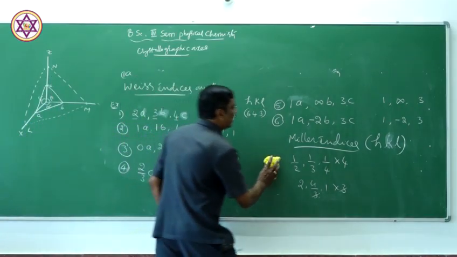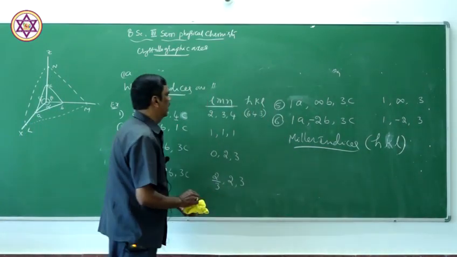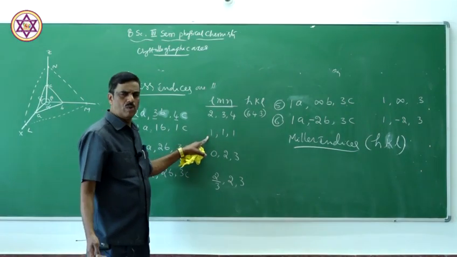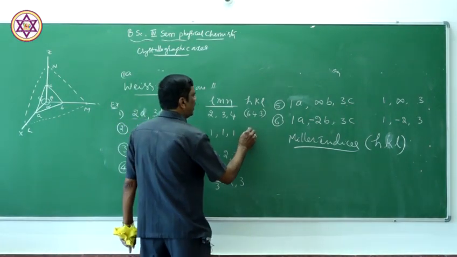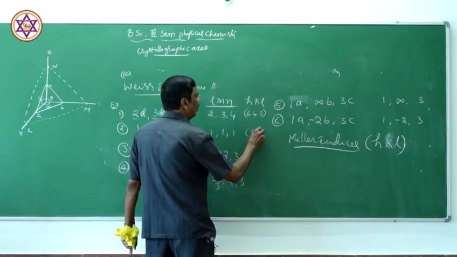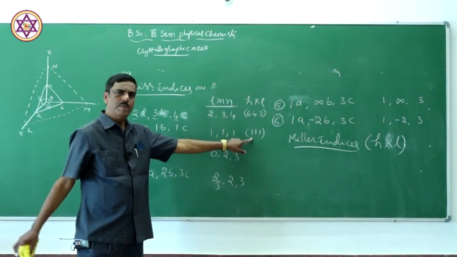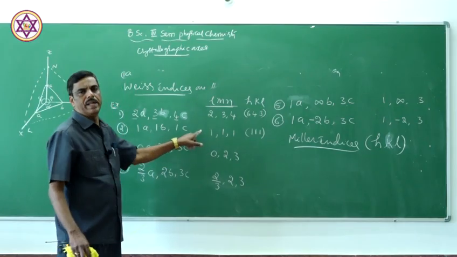Now, how to get the Miller indices of 1, 1, 1? The reciprocal of 1 is 1 only. So, therefore, it is very easy. 1, 1, 1 is the Miller indices of this plane.